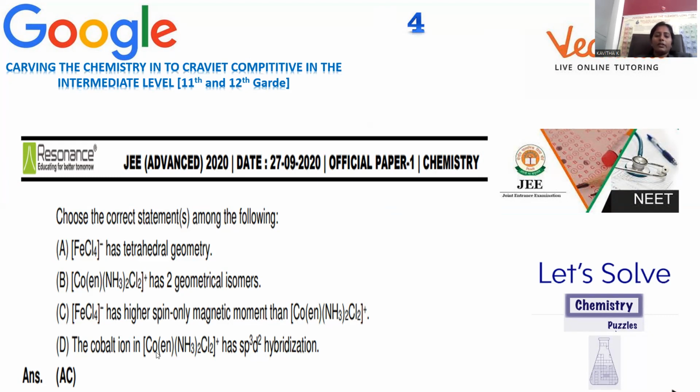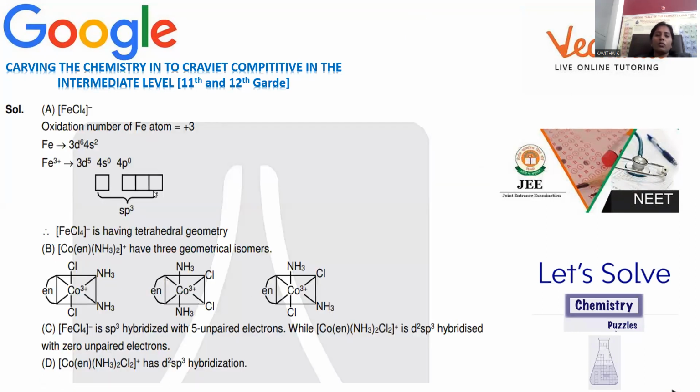The cobalt ion in [Co(en)(NH3)2Cl2]+ has sp3d2 hybridization. They are saying sp3d2 hybridization is possible for this molecule. Among all, A is correct, C is also correct. We have to see why B is not correct and why D is not correct. Let's check all the things mentioned.